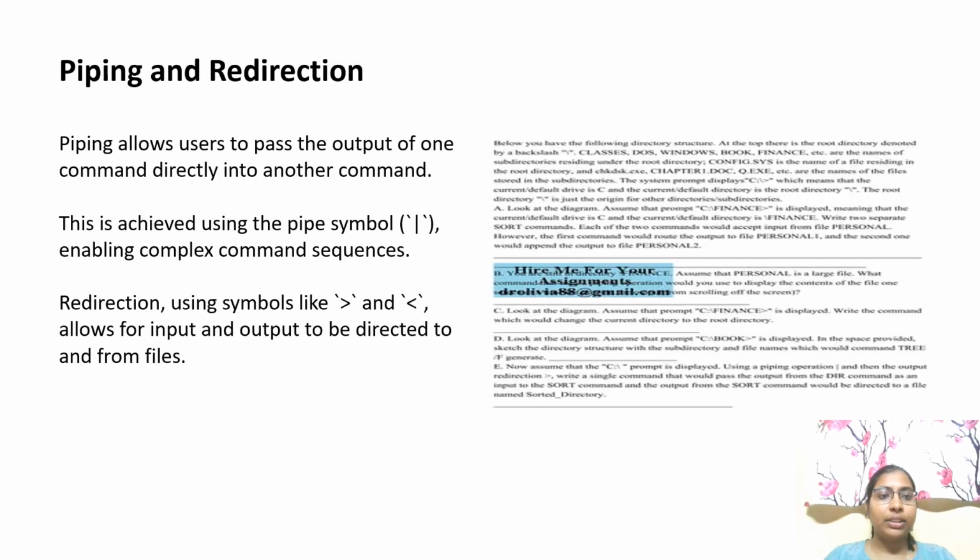Piping and redirection. Piping allows users to pass the output of one command directly into another command. This is achieved using the pipe symbol, enabling complex command sequences. Redirection using symbols like greater than or less than allows input and output to be directed to and from files.